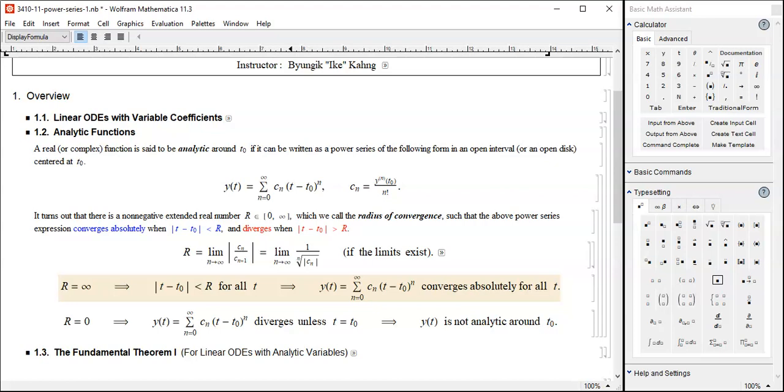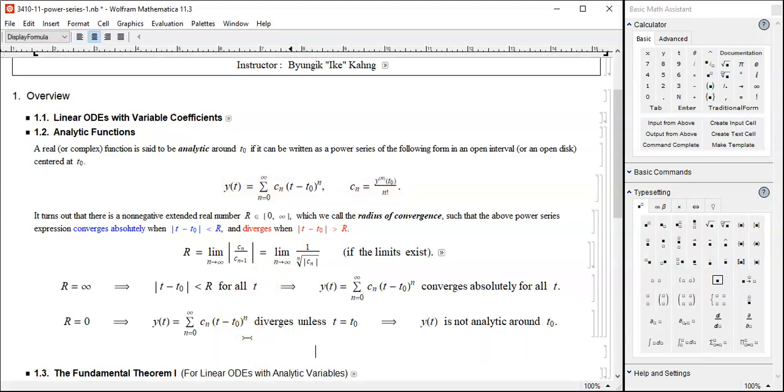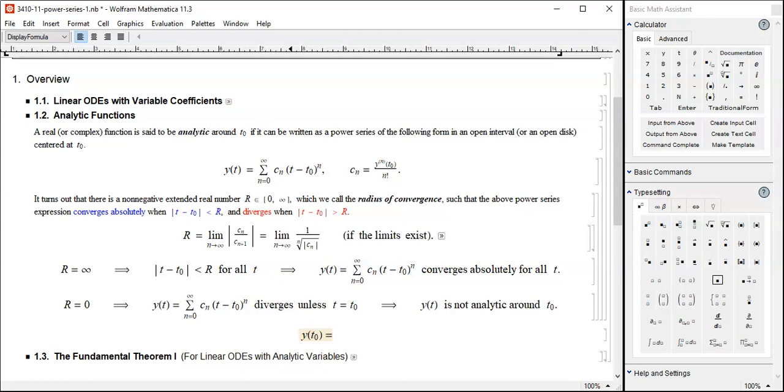Now, the other extreme is R equal to 0. In that case, we have to have divergence here because everything is greater than 0 except, of course, 0 itself. In that case, we have t minus t0 equal to 0, and that's the only way to avoid divergence. What do we mean by t minus t0 equal to 0? That means t is equal to t0, in which case t minus t0 is just 0, so 0 to the nth power disappears for n equal to 1, 2, 3, 4, everything. And the only thing that we have is y of t0 equal to c0, because only the n equal to 0 case, the very first term, the constant term, remains.